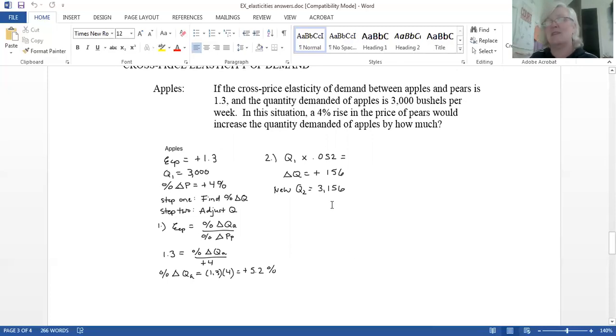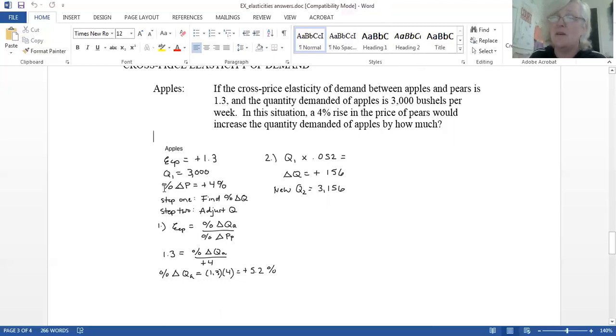Because the cross price elasticity for substitutes should be positive. Price of one good goes up, we should sell more of the opposite good. So it should be positive. And in fact, it is 1.3. So cross price is positive 1.3. As I'm reading this, the cross price elasticity of demand between apples and pears is 1.3, ECP positive 1.3. Quantity demanded of apples is 3,000. So Q1 is 3,000. And we have a 4% rise in the price of pears.